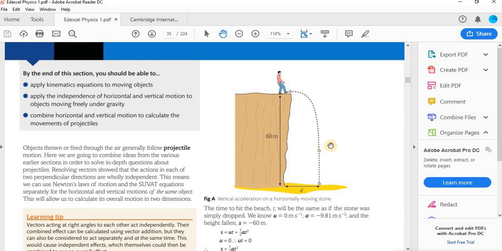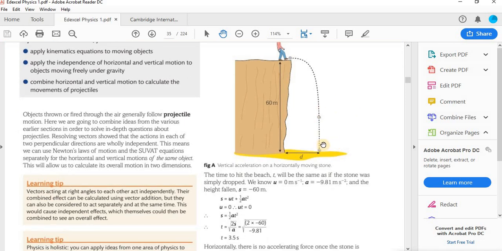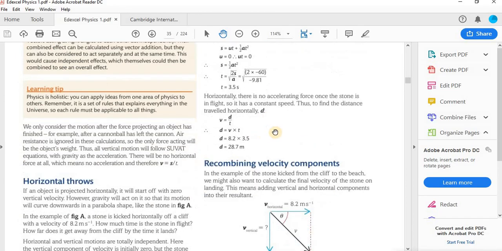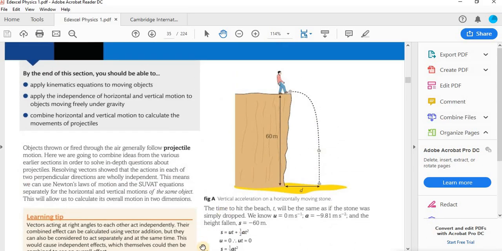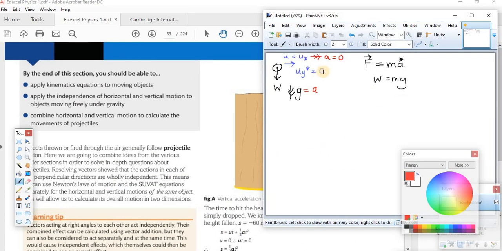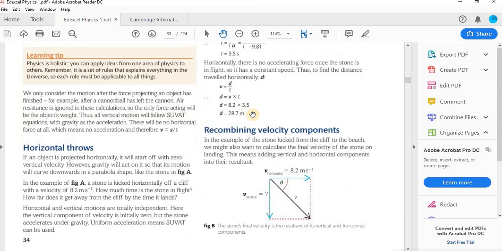Okay, now we will have to use that knowledge to do this. The initial horizontal velocity is 8.2 meters per second. We can also write it here if you want. Initial horizontal velocity. We know this ux. Since I don't have space there, I will write it here. The initial horizontal velocity ux, because it's in the x-axis direction, is equal to 8.2 meters per second.